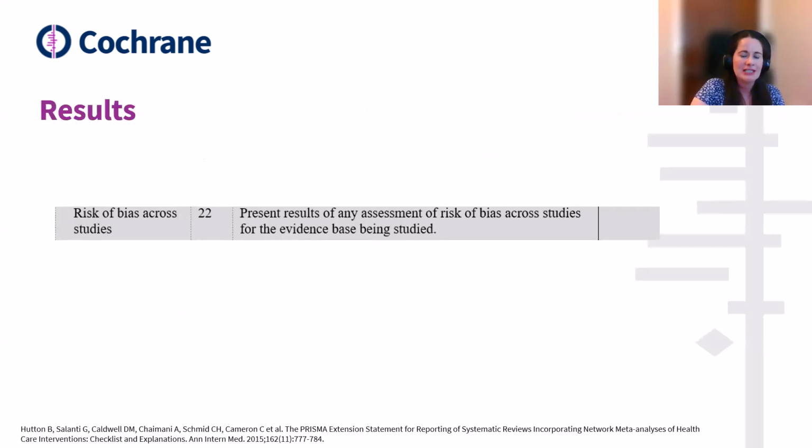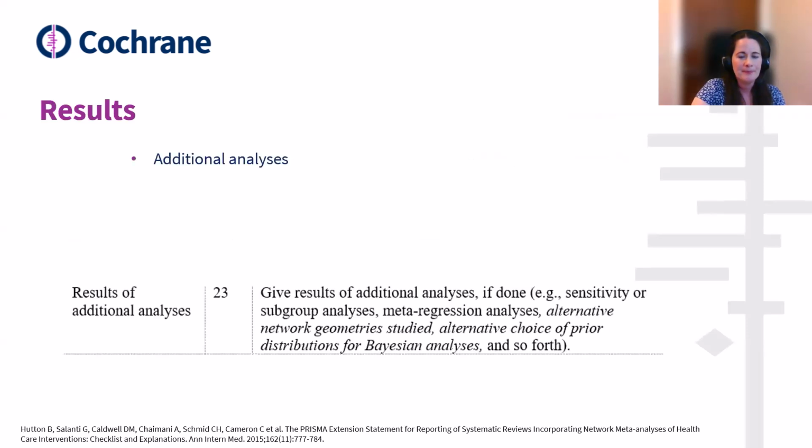Next in the PRISMA checklist is an item regarding the presentation of the risk of bias assessments across the studies. This also applies to reviews without an NMA. The final PRISMA item in the results section is regarding any additional analysis conducted. This could include reporting results of ranking statistics, such as SUCRA.